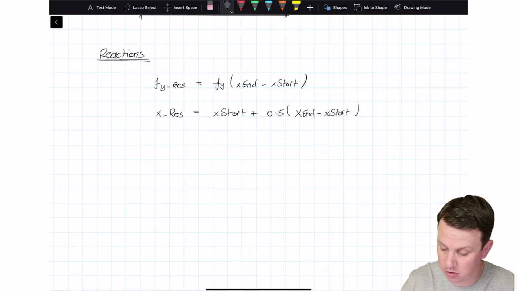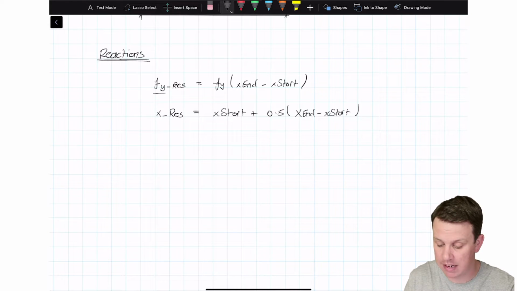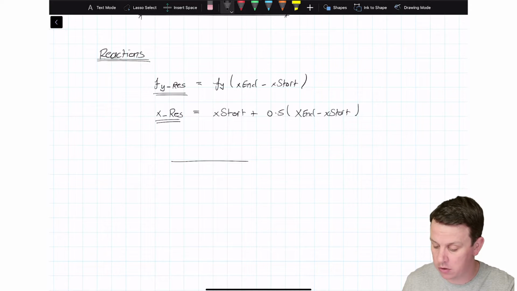We're not going to spend any more time discussing it, because when we get over into our Jupyter notebook, we're going to basically just take the code we wrote for our point load, make a couple of minor edits to reflect these terms here, fy res and x res, and it's basically going to be the exact same logic. So we can draw a line under that.